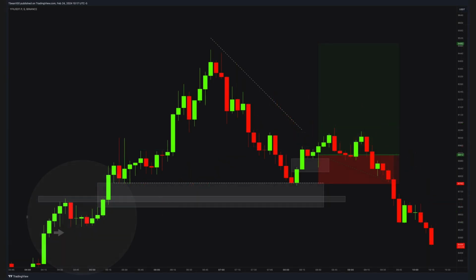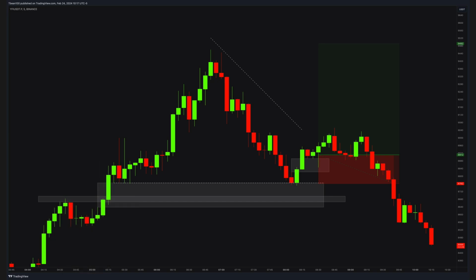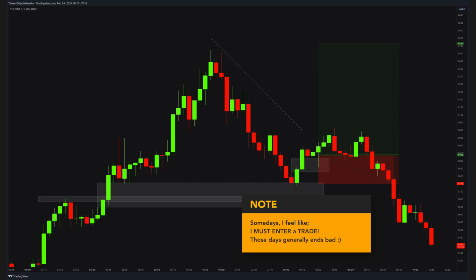Let's check this loss here. First of all, if you check the base here, you'll notice something very similar with the previous loss. Notice the equal lows here. It has an okay target, trendline liquidity above, but not enough. Some days I find myself in a rush. I feel like I must enter a trade, act impatiently, which makes me enter really bad setups. I think this is the fate of every trader out there.